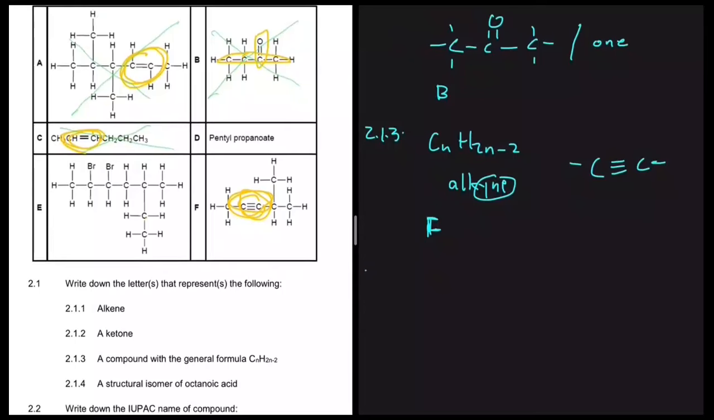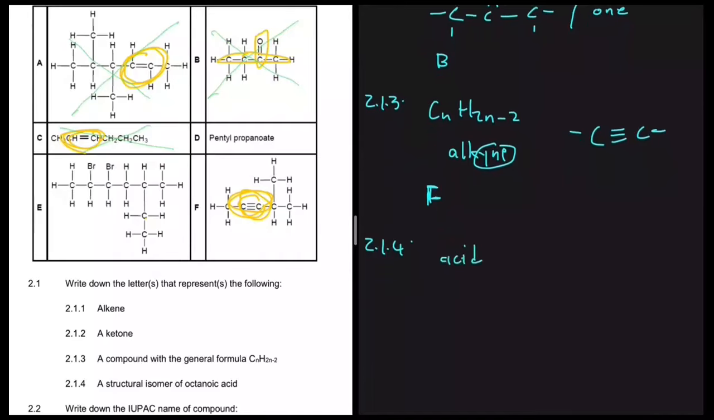And then 2.1.4 says, let's look for a structural isomer of octanoic acid, right? Octanoic acid. So for an acid, if we're looking for a structural isomer, we're looking for another acid, or we're looking for an ester, right?